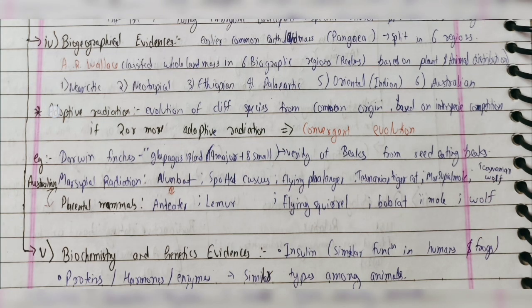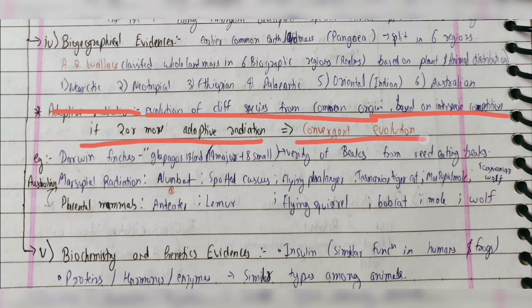Adaptive radiation also comes in this part, which is evolution of different species from a common origin based on interspecies competition. If two or more adaptive radiations are shown, then it is known as convergent evolution. And as I said, convergent evolution represents analogy.